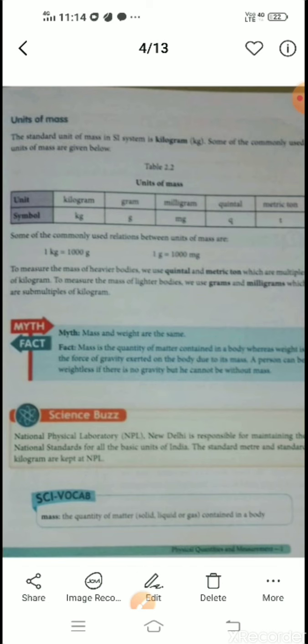So quintal means it is 100 kg. Make a note of it. Quintal means it is 100 kg. You combine 100 kgs together, you call them 1 quintal. So if it is 200 kg, you call it 2 quintal.